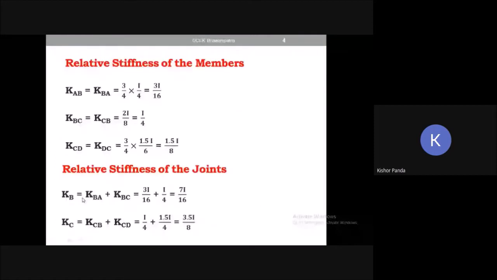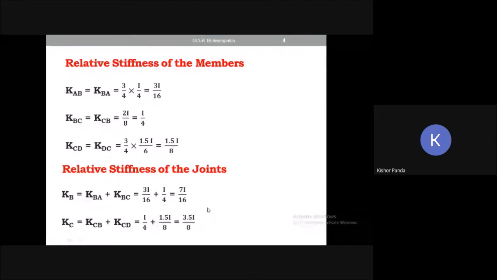KB is equal to KBA plus KBC. You know KBA is equal to 3I by 16 and KBC is equal to I by 4. 3I by 16 plus I by 4 is equal to 7I by 16. Similarly, KC is equal to KCB plus KCD. So KCB is equal to I by 4 and KCD is equal to 1.5 I by 8. So the sum is equal to 3.5 I by 8. So this is the relative stiffness of the joints KB and KC.